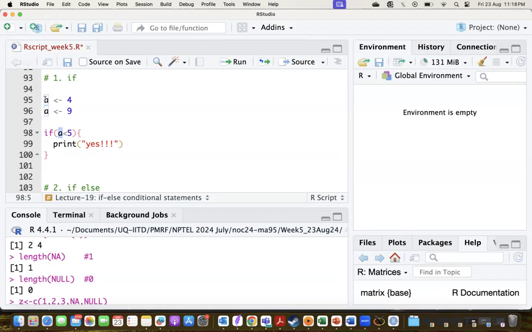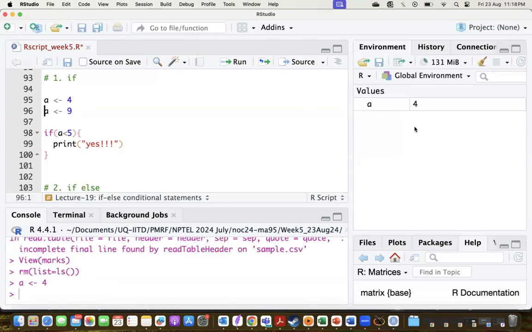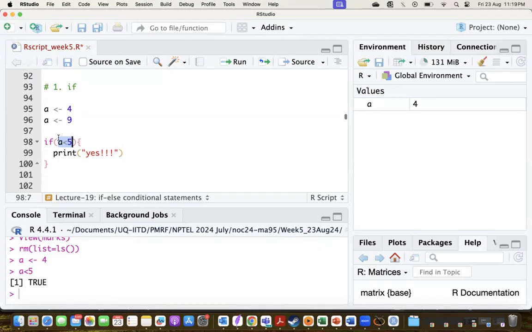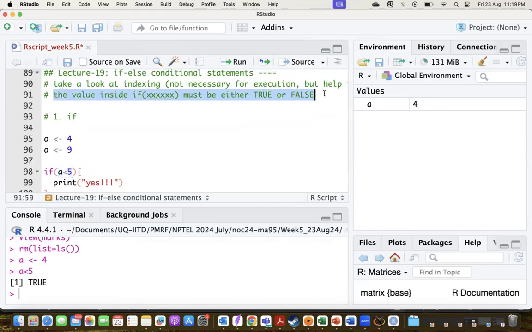Okay. So what we are going to do here is we'll take two cases. Case one, when a is equal to 4. So I'm going to run this. A is 4. Now, if I just run this very inside thing here, a less than 5, what is it going to give me? What's the output of a less than 5? True. Yes. All right. So we had this comment here, right? That the value inside whatever this is, it must be either true or false. So yes, it is true.